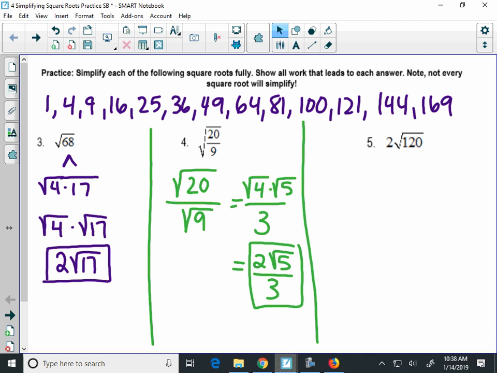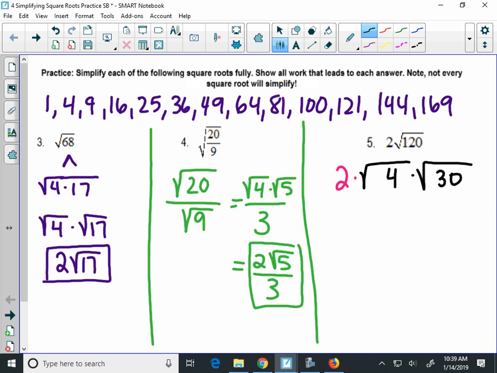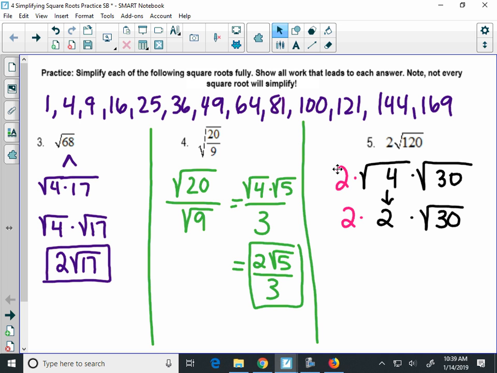Last one here, 2 times radical 120. That coefficient is important. It's going to stay there. But I'm going to multiply that coefficient by the product of these square roots. Now, the biggest perfect square from my list that goes into 120 is, it turns out they were all 4 this time, but it's 4 times 30. Again, that coefficient of 2 stays there. It's part of the problem. Radical 4 breaks down to be 2, and radical 30 does not simplify anymore. So all you have left to do here is multiply. 2 times 2 is 4, and the radical 30 stays the same.